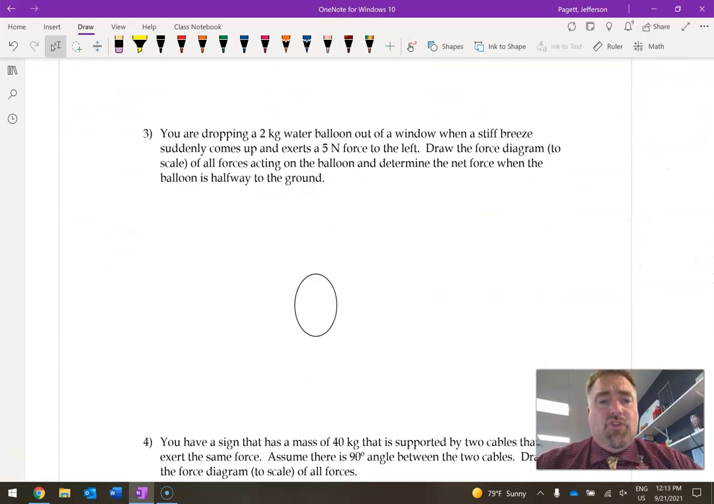Going to the next one, we're dropping a 2 kilogram water balloon out of a window. When a stiff breeze suddenly comes up, it exerts a 5 newtons force to the left. Draw the force diagram. Again, it says to scale, but we're going to go close to that.